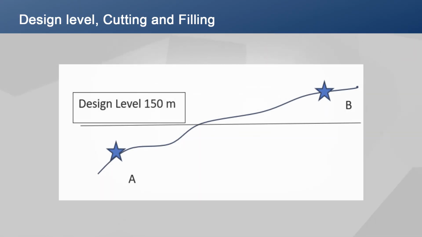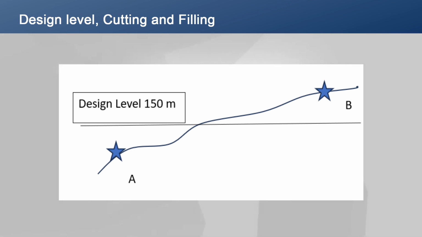What is design level? Design level is the target elevation or height that we plan to reach after performing earthwork operations like cutting and filling. What is cutting? Cutting means removing the soil and filling means adding the soil. You can get better understanding, I think, with this figure. Here you can see point A is below the design level or desired level where we want to reach. So, if we want to reach design level from point A, some filling of the soil will be required.